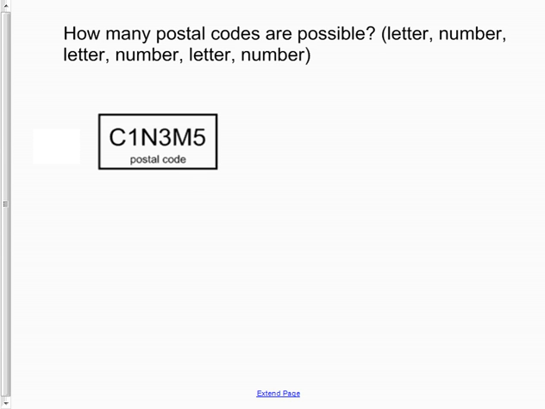How many postal codes are possible based on this one? Letter, number, letter, number. So this is a postal code that is used in Canada. We have 3 letters and 3 numbers. How many different combinations are there available for postal codes?